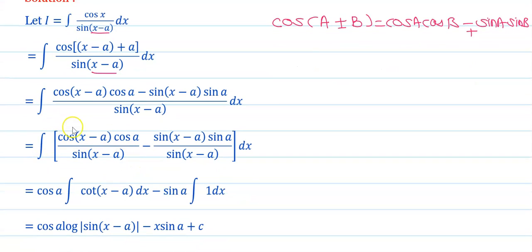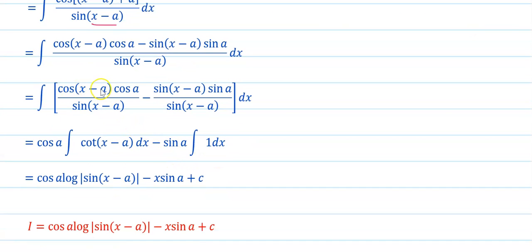Split this up: the integral of cos of (x minus a) into cos a upon sin of (x minus a), minus sin of (x minus a) into sin a upon sin of (x minus a). Now here cos of (x minus a) upon sin of (x minus a) will become cot. Cos a is a constant, take it outside the integral sign. Therefore cos a into the integral of cot of (x minus a) dx, minus sin a, it's a constant, sin of (x minus a) upon sin of (x minus a) gets cancelled, that is 1. Therefore the integral of 1 dx is x. Therefore x into sin a plus c.